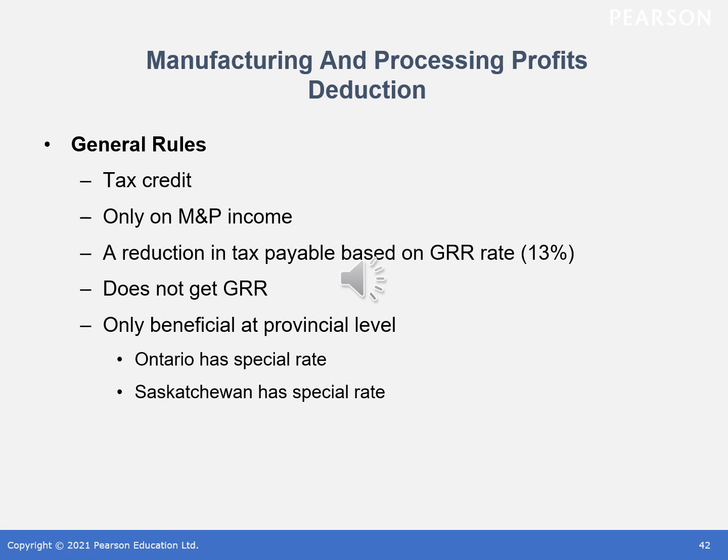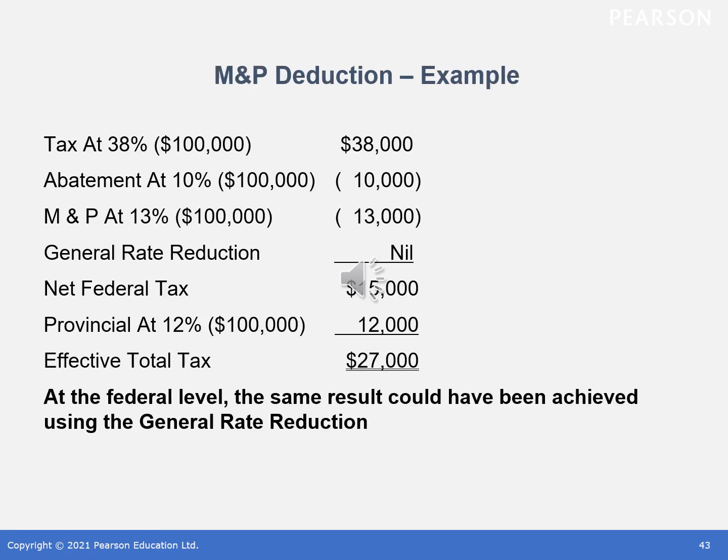However, it does benefit at the provincial level. Specifically, Ontario and Saskatchewan have a special rate for organizations in these sectors. This is an example using similar figures we used earlier in this lesson, actually, and in the same effective tax rate, assuming the provincial tax rate was 12% of $27,000.